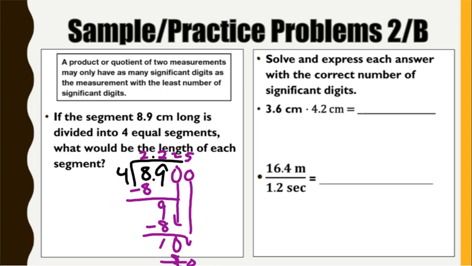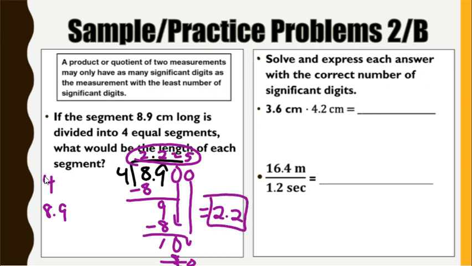So now if we look at our two numbers, 4 and 8.9. 4 is an exact amount, so that's unlimited. So the number of significant digits does not count towards that one, since that's an infinite amount. 8.9 has only 2 significant digits. That is less than the number of significant digits 4 has. So I can only have 2 significant digits. So I would have to round this answer to 2 significant digits, which would make that 2.2.